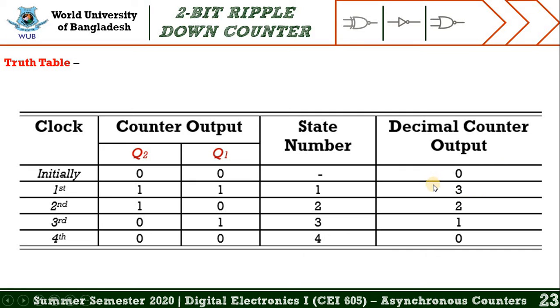But if you look at the decimal counter output column for the down counter, you may find first 0, then 3, 2, 1, again 0, which means decrement or descending order, right? 3, 2, 1, decreasing by 1. That's why this type of counter is called a 2-bit ripple down counter. The rest of the things are the same. So that's all for the design mechanism of a 2-bit ripple down counter. Let's move into the next slide to explore some of the advantages of asynchronous counters.